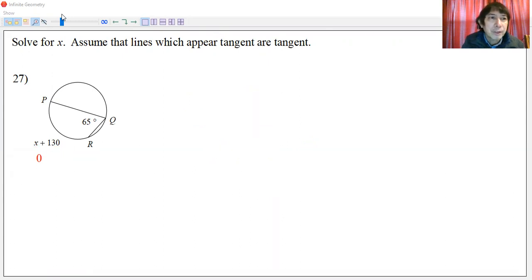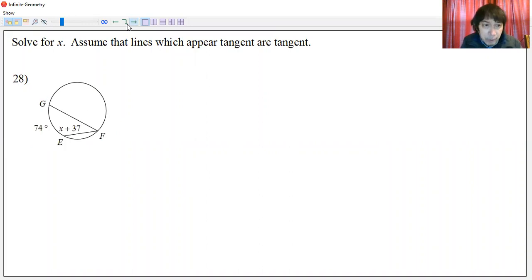Number 28. Continue with number 28. Here's number 28. We still have an inscribed angle here. So we have here our working equation. We will have the angle x plus 37 equal to 1/2 of 74, or 74 divided by 2. The arc is 74. If you divide that by 2, that's the measure of the inscribed angle. We're asked to solve for x here. So x plus 37 is equal to 1/2 of 74. So that will be about 30.